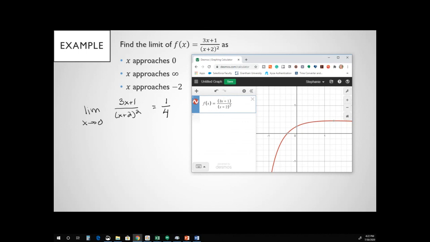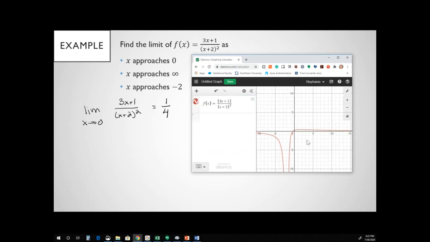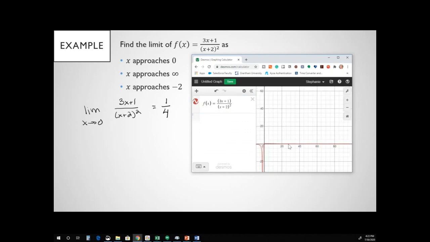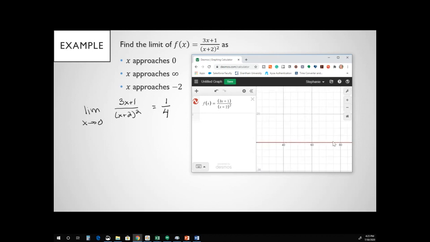Next is as x approaches infinity. So we're going to have to zoom out here. And we're saying as our x values get bigger and bigger and bigger, you can see that the graph is basically looking like it's hugging the x-axis here. And if you remember anything about rational functions, that is the horizontal asymptote, that as it heads closer and closer here. So when we're asking where x approaches infinity, we're saying what is the horizontal asymptote, essentially.